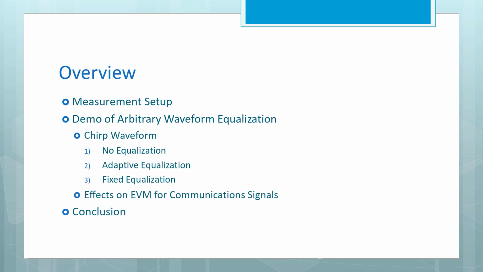In this video, we'll show you first of all the measurement setup that we'll be using, and then we'll jump right into a demo of arbitrary waveform equalization. We're going to be using a chirp waveform, and we'll show it first of all without equalization, then with some adaptive equalization, and then with some fixed equalization. And then finally we'll get to showing the effects on EVM for communication signals when we use this arbitrary waveform equalization to set up fixed equalization. And then we'll have a conclusion.